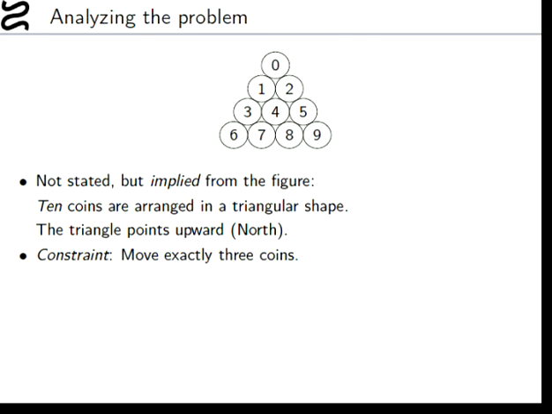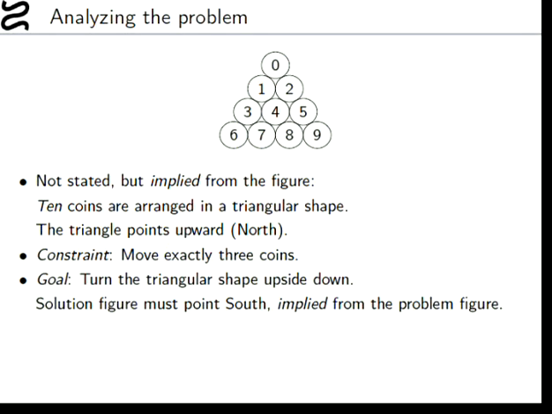You cannot walk around to the other side of the table, look at the triangle from the other direction and claim it is now upside down. That would be a constraint violation, since 0 coins would have moved. The goal is to turn the triangle around by obeying all the rules and constraints. Since the problem triangle points north, this implies that the solution triangle must point south.